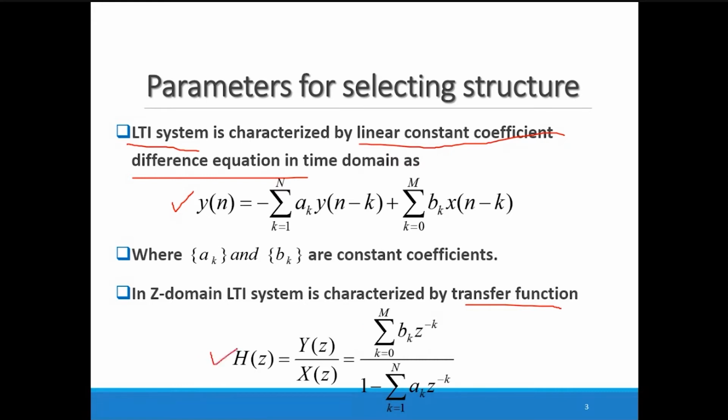So prior to discussing all, let me ask you one question. What do you mean by LTI system? How many of you are aware of the term LTI or linear time invariant?